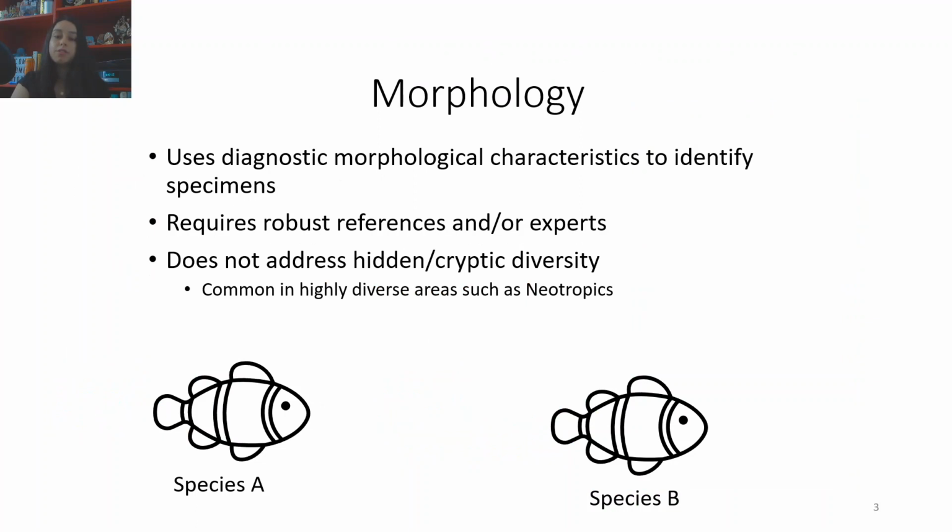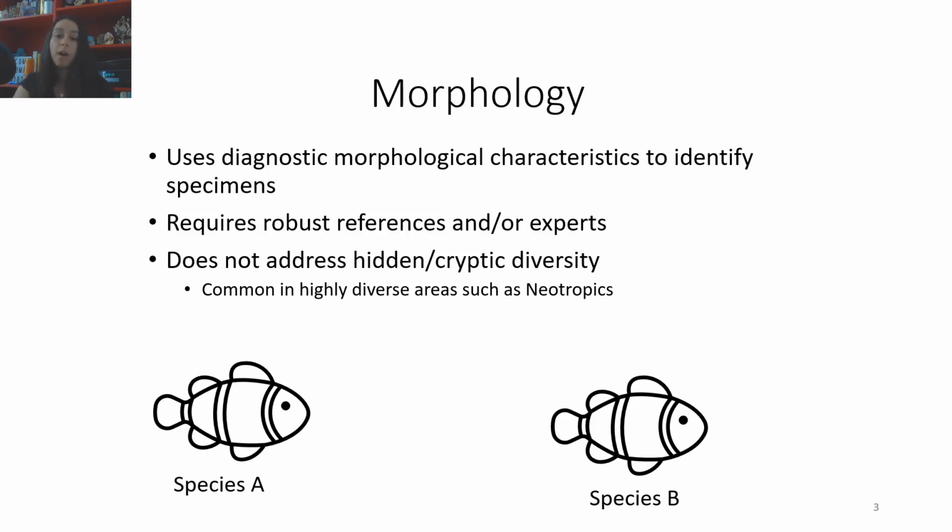In order for us to conduct these biodiversity inventories or diversity assessments, we need to be able to identify the species present in an area of interest. And there are 2 general methodologies that are used for species identification, which I will discuss now. Morphology is the first that I would like to discuss. So morphology uses diagnostic morphological characteristics to identify specimens.